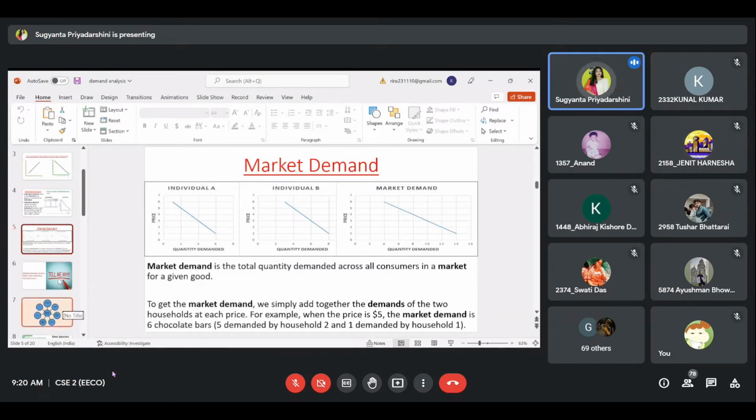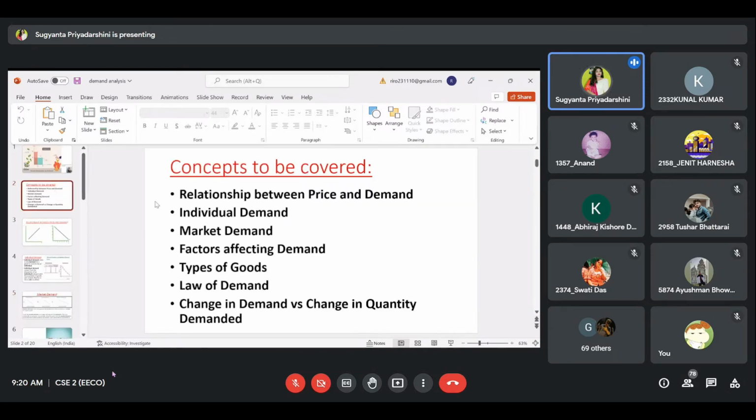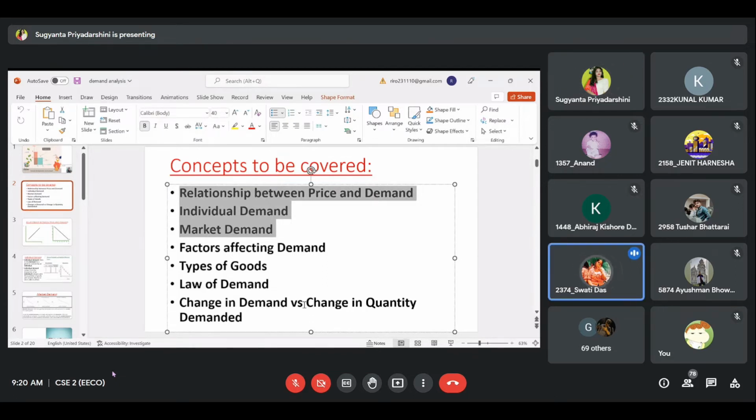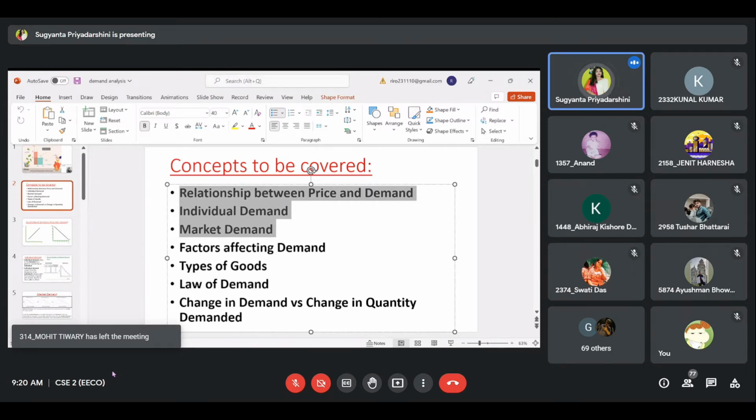So is it clear to everyone? All these three things: relationship, individual, and market demand. Ma'am, can you once again explain market demand? Where are you confused, Swati? Would you let me know?